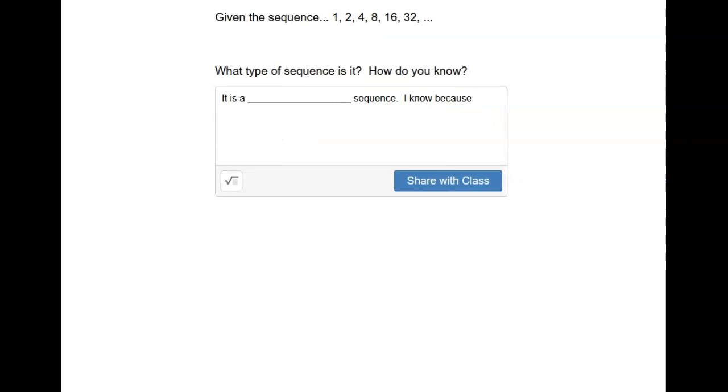Think back to the very beginning of the year, and we talked about different kinds of sequences. We had arithmetic sequences, and we had geometric sequences. Looking at this sequence, which one of those 2 types of sequences is it? This is a geometric sequence. The reason that we know this is a geometric sequence is because it's multiplying by the same factor.